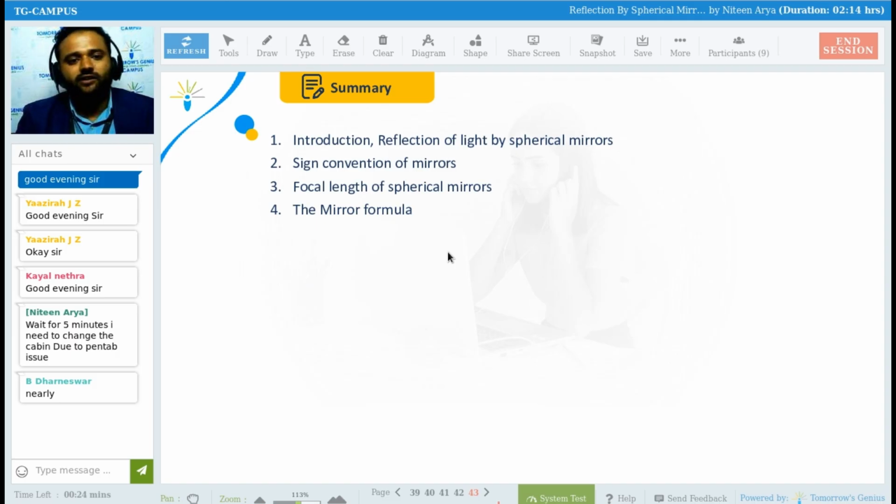And in this way, we can finish this introduction of reflection of light by spherical mirror, sign convention of mirror, focal length of spherical mirror, and the mirror formula.